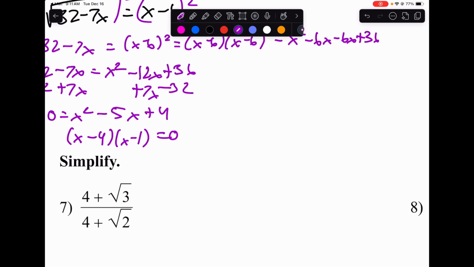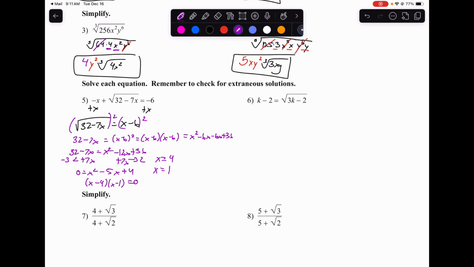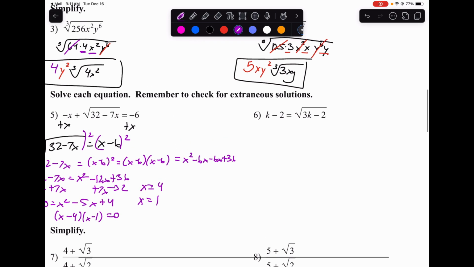I set these equal to 0. So as my possible solutions, I get x equals 4 and x equals 1. Now, before I go and circle these and say I'm good to go, I need to go plug them in and make sure that they give me good answers here.